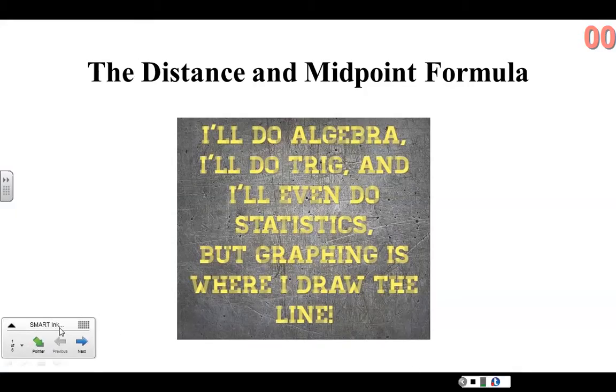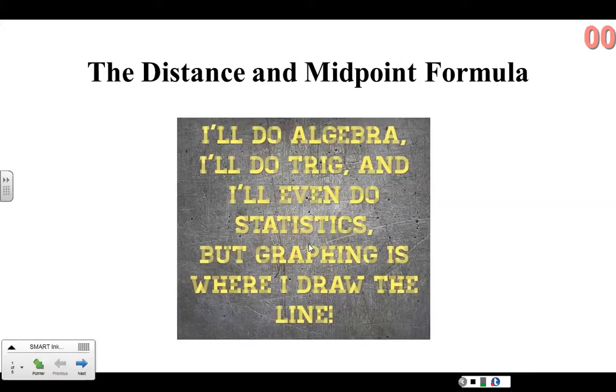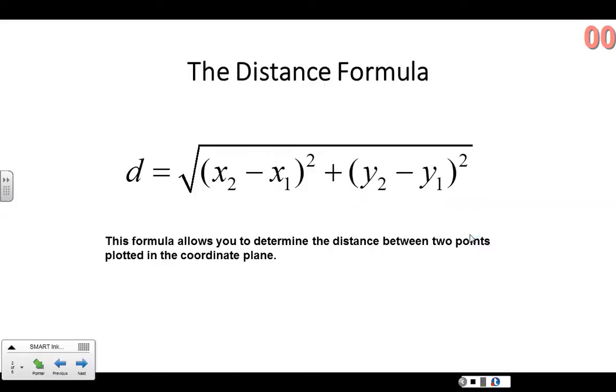In this video, we're going to talk about the distance and midpoint formula. The distance formula is the formula used to find the distance between 2 points plotted in the rectangular coordinate system. This formula is a variation of the Pythagorean theorem. This formula allows you to determine the distance between 2 points plotted in the coordinate plane.